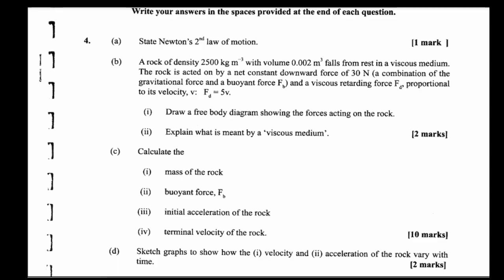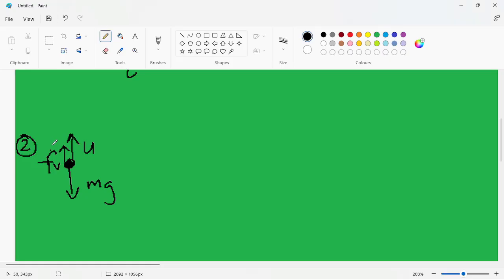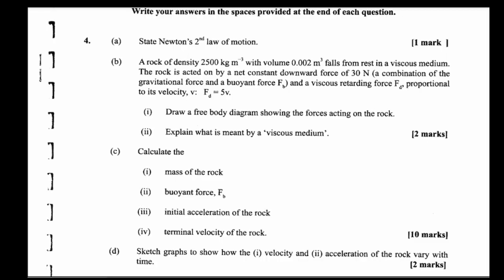So let's move on to explain what is meant by a viscous medium. This is something that I will also just vocalize instead of writing out. A viscous medium is a medium that will oppose the motion of an object that is placed within it. So if you put an object into a viscous medium, there will be a force that acts against the motion of that object. So that's viscous force.